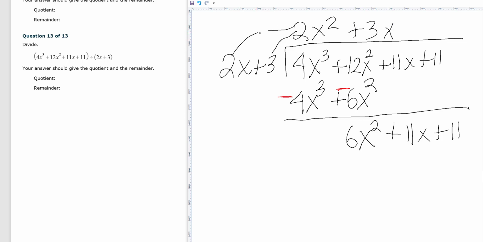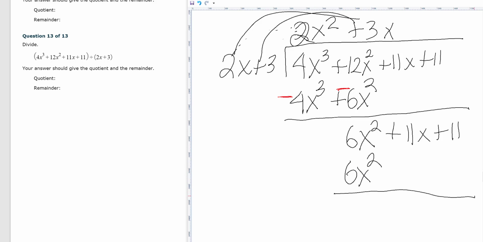So I'm multiplying again. This time I've got to multiply this 3x times both of these. Okay? So 3x times 2x is going to be 6x squared. Remember, these first two have to match. Then I have to go back, and 3x times 3 is plus 9x. I'm going to subtract them both by changing the signs.